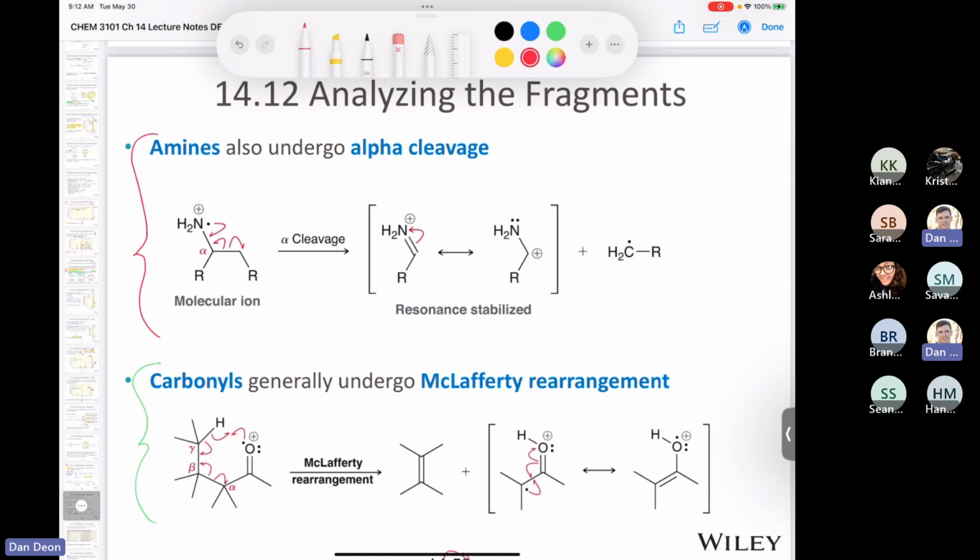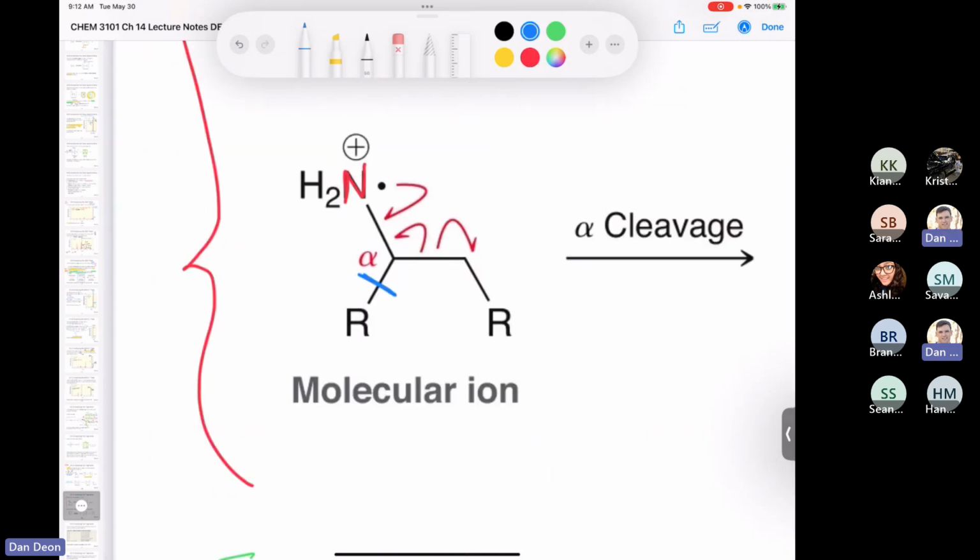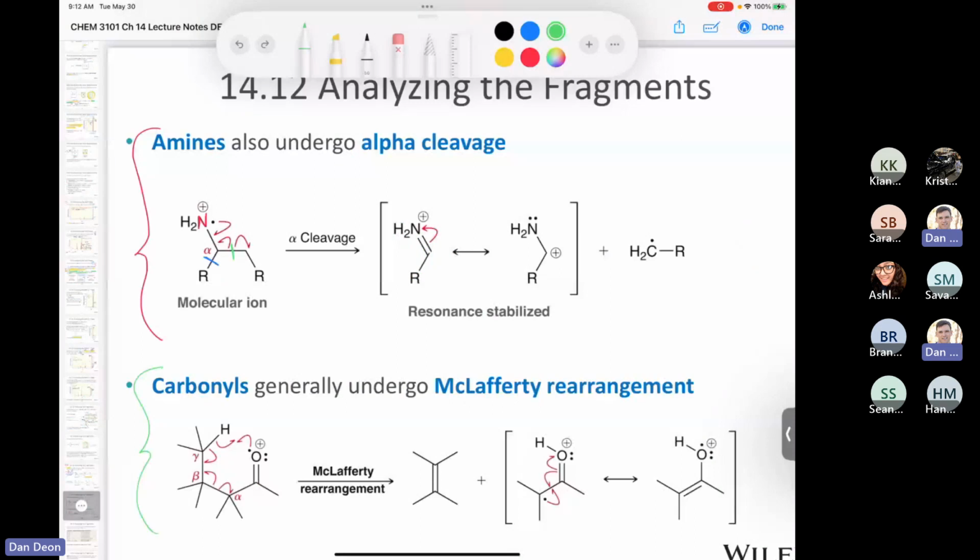What's the alpha carbon? The alpha carbon is the one attached directly to the nitrogen. So it could cleave on this side of the alpha carbon, or it could cleave on this side of the alpha carbon. You do not have to draw the mechanism. On this particular slide, they're showing the bond being broken here, but it could break on either side. So that's alpha cleavage. Again, why does it happen? It happens because we end up with a resonance stabilized cation. Alpha cleavage is a thing for both amines and alcohols.